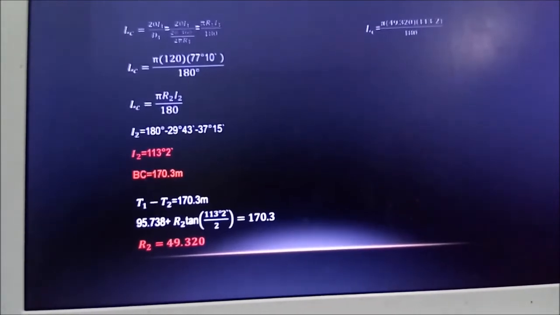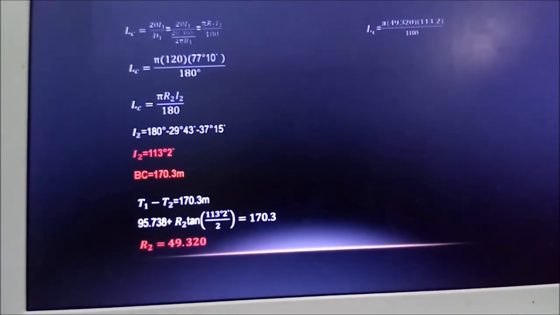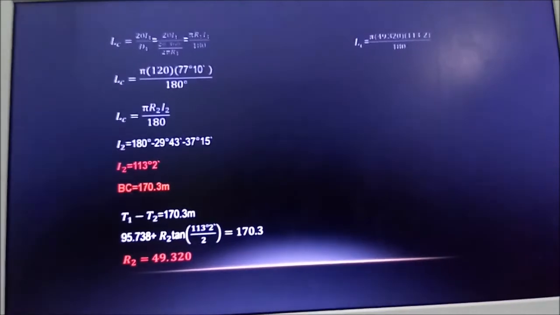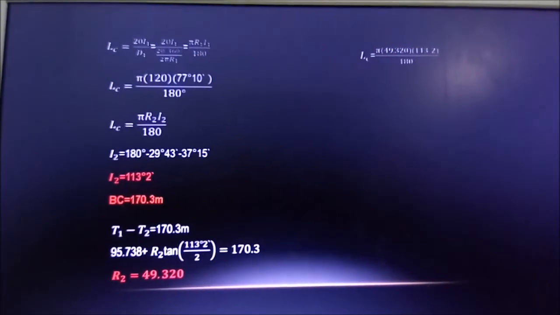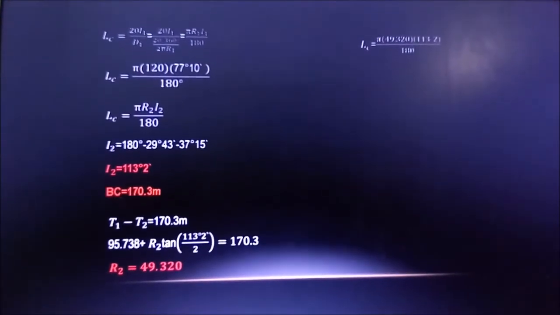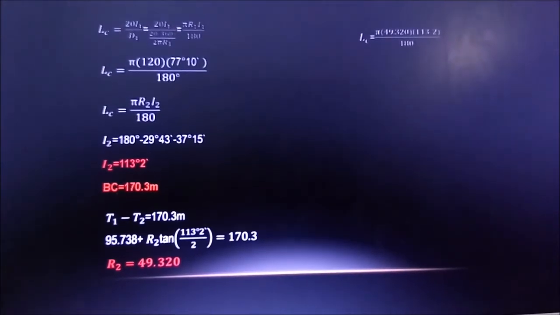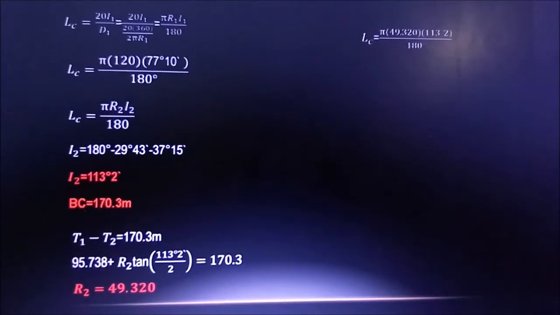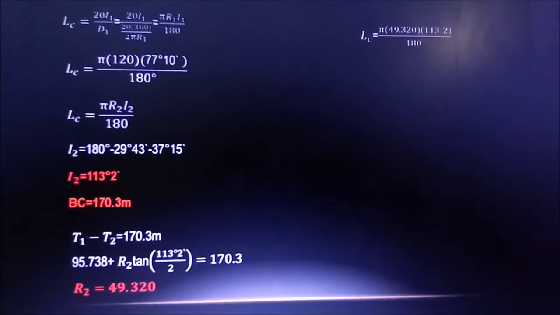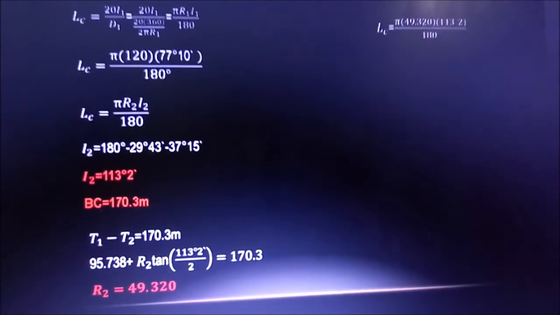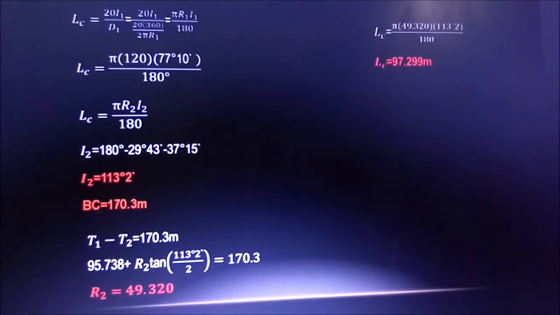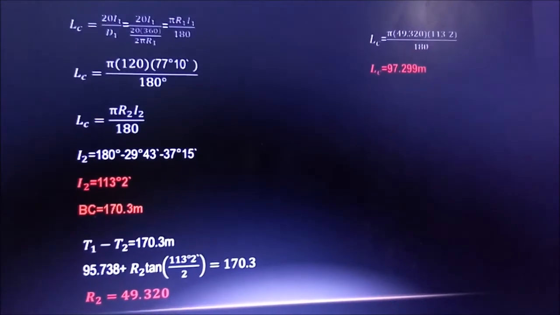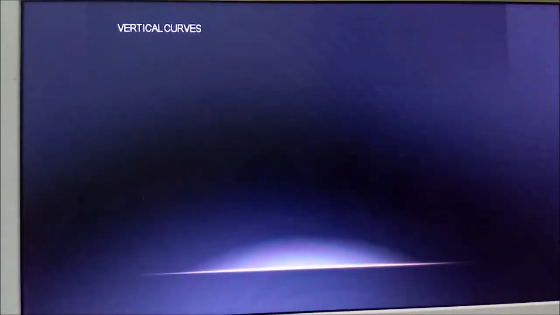So L sub C is equal to pi times 49.320 times 113 degrees 2 minutes over 180. L sub C is equal to 97.299 meters. The next topic in route surveying is vertical curves or parabolic curves.